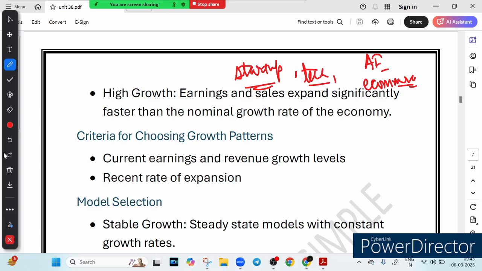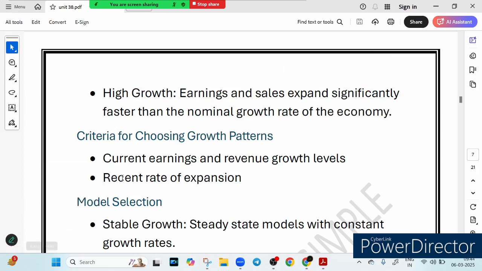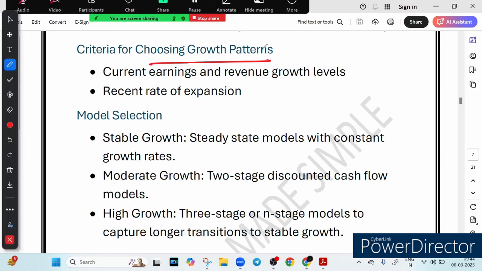Now the question is the criteria for choosing a growth pattern. How do we decide? How do we choose the right growth pattern? Three growth patterns we have just discussed: high growth rate, moderate growth rate, and the stable growth rate. So what are the criteria for choosing the growth pattern?